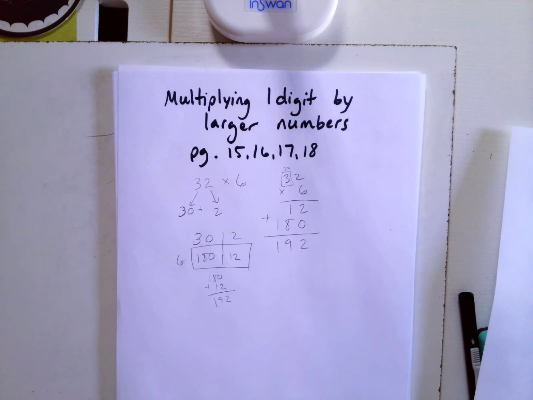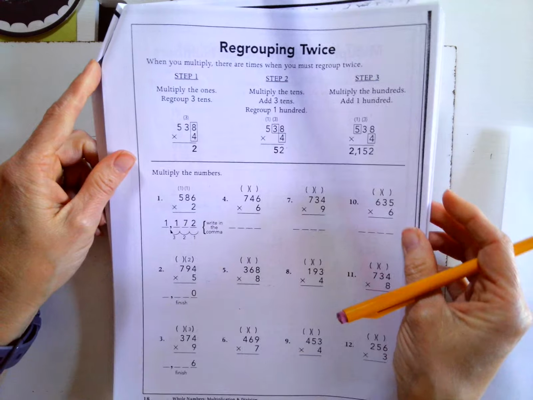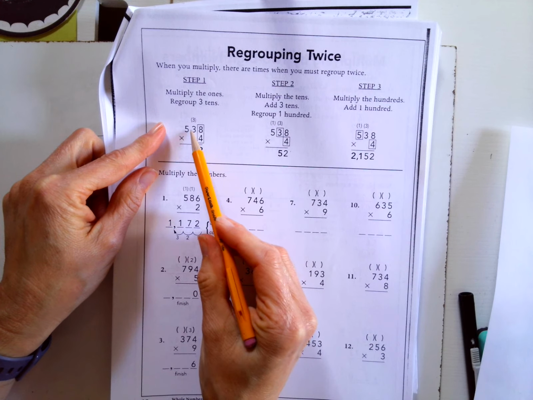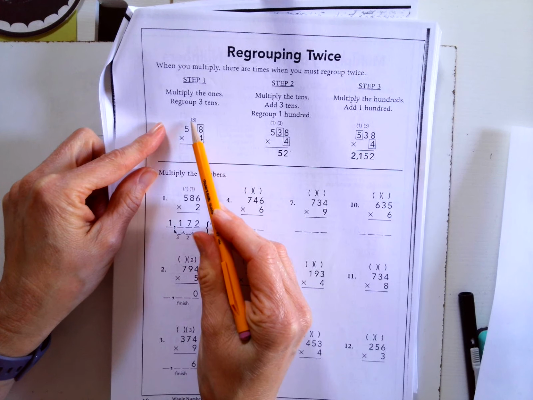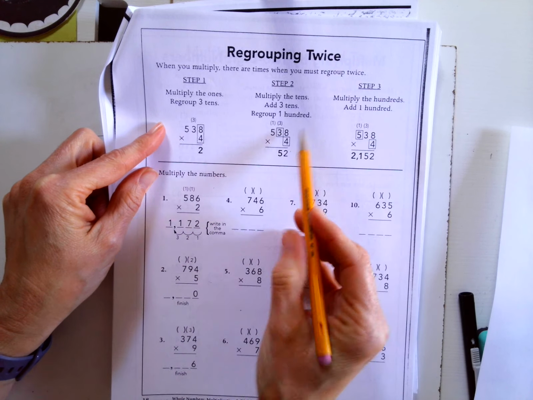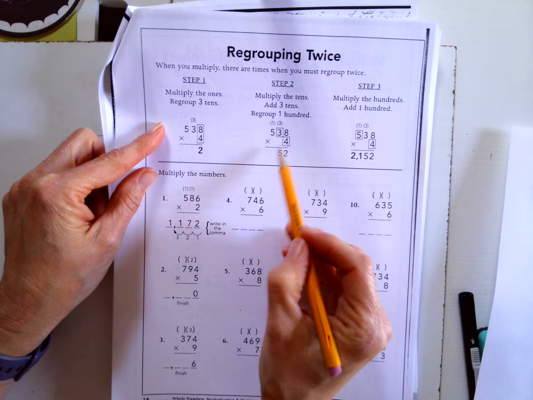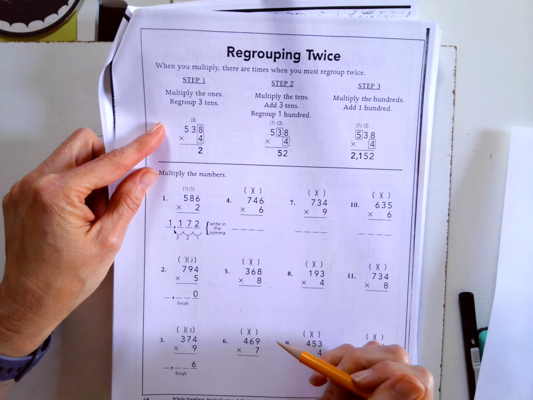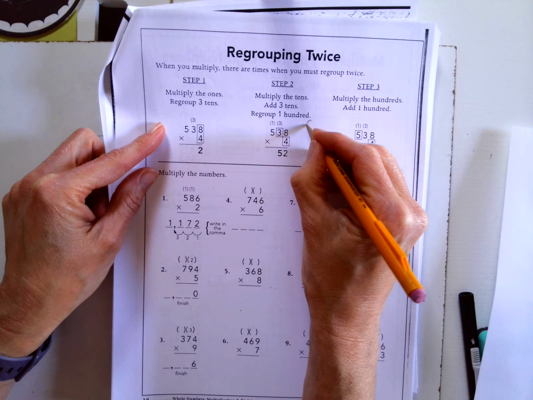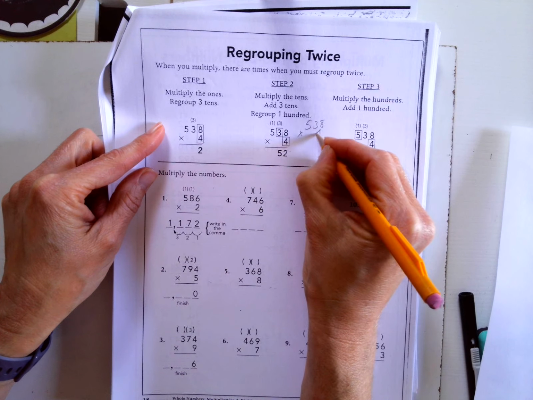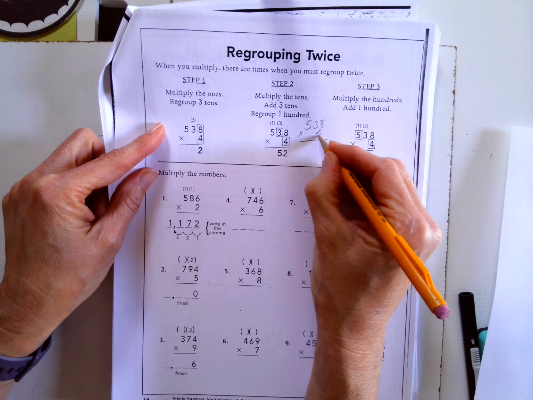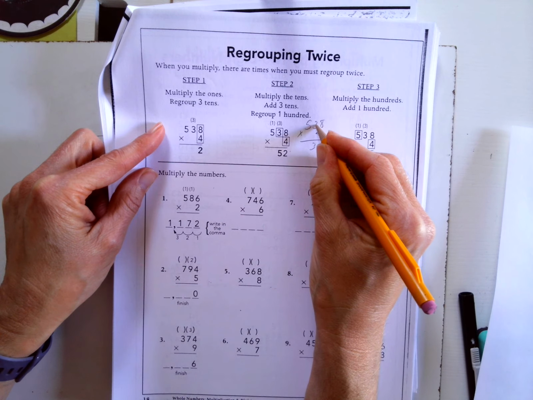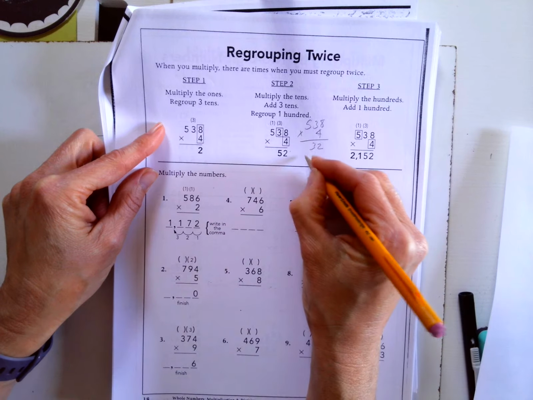And then the last page for today is 18, regrouping twice. Now when you multiply in the ones, you will need to regroup. When you multiply in the tens, you will also need to regroup. And then in the hundreds, you put the full answer down. So again, you could use the alternative method where you put each answer down. 8 times 4 is 32. I didn't carry. 4 times 3 tens, 4 times 30 is 120.